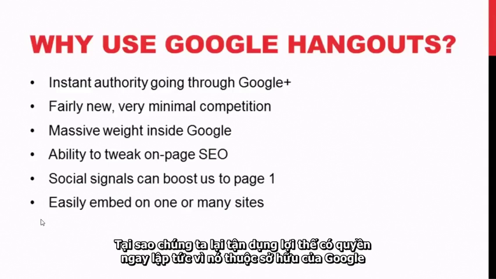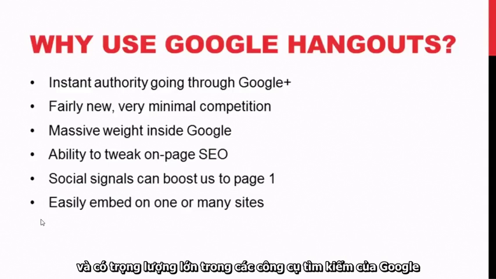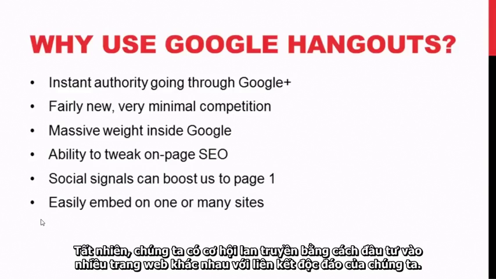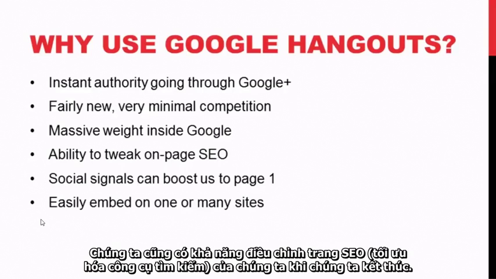Since it is owned by Google, we get massive weight inside the Google search engines. We can use different social signals to boost to page 1 in no time, like Fiverr, which I'll go through here in just a little bit. Of course, we have the opportunity to go viral by being embedded on one or many different sites with our unique link. And of course, we have the ability to tweak our on-page SEO once we are finished.